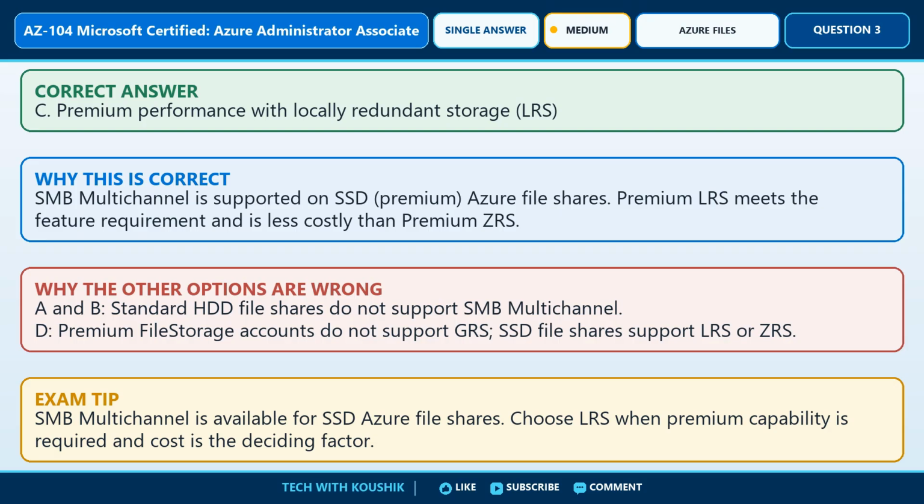Now consider why the remaining options are unsuitable. A and B, standard HDD file shares do not support SMB multi-channel. D, premium file storage accounts do not support GRS, SSD file shares support LRS or ZRS. Exam tip. SMB multi-channel is available for SSD Azure file shares. Choose LRS when premium capability is required and cost is the deciding factor.